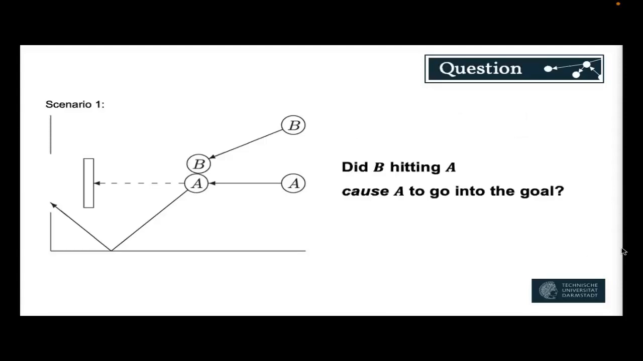And so let's make it a little bit interactive now. Maybe you've also seen this example or a very similar one in the motivation back then. But let's see scenario one here. We have this brick wall, we have A and B going according to these arrows. Those are the trajectories. Did B hitting A cause A to go into the goal? What do you say? Let's just raise hands for everyone who says yes, and everyone else who says no, I just assume they're saying no. So you have to decide. Okay, we see the majority is saying that B hitting A caused A to go into the goal.